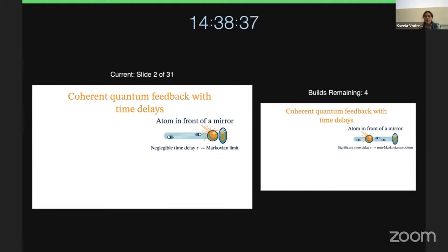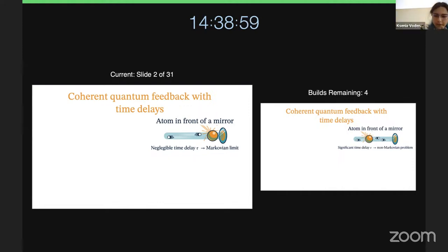Now, if the time required for the photons to propagate from the atom to the mirror and come back again to the atom is negligible, we are in the so-called Markovian regime, so our environment doesn't have memory. And this is quite easy to solve. It's possible to solve essentially analytically.